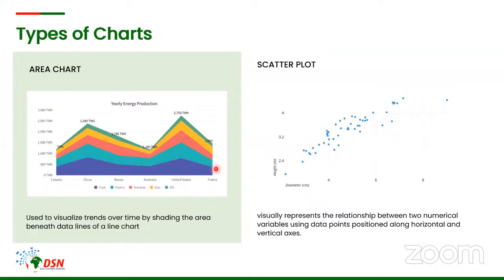So you just fill it up and then we are looking at the volume, the area. It is used to visualize data trends over time by shading the area beneath the data line of a line chart. Another one is the scatter plot.